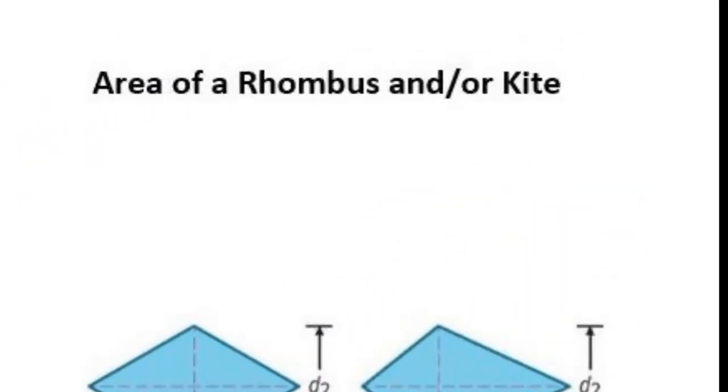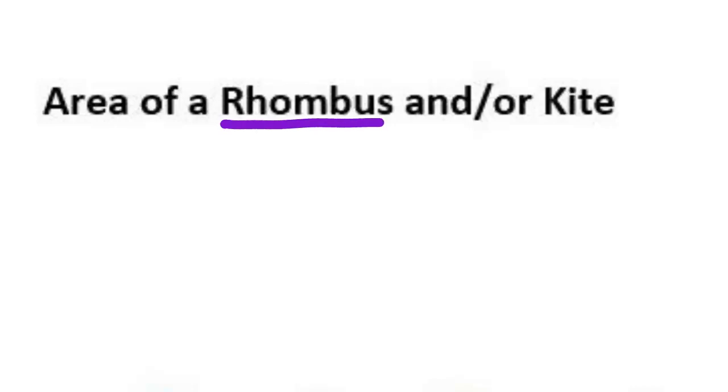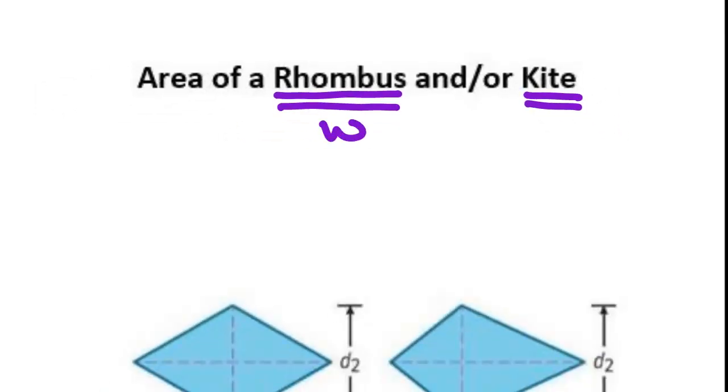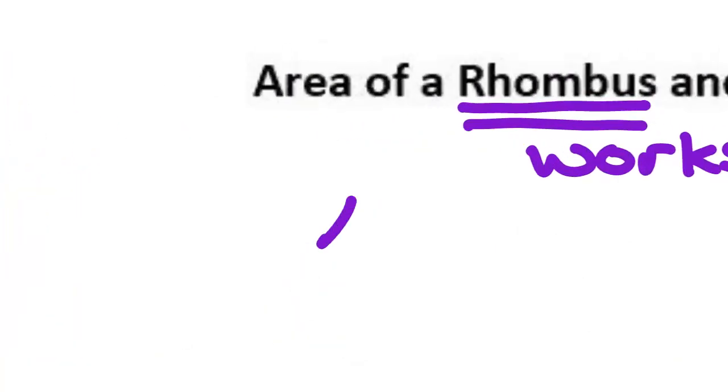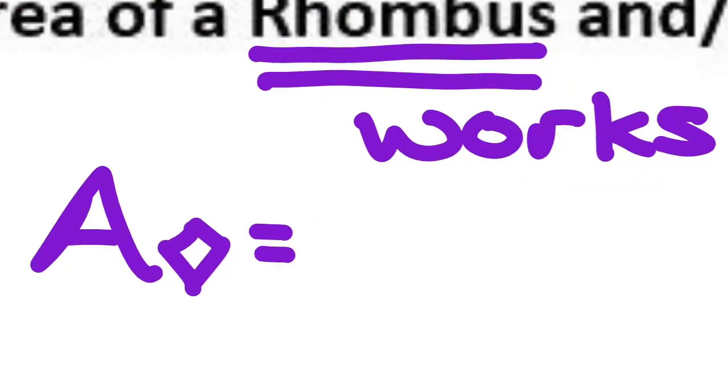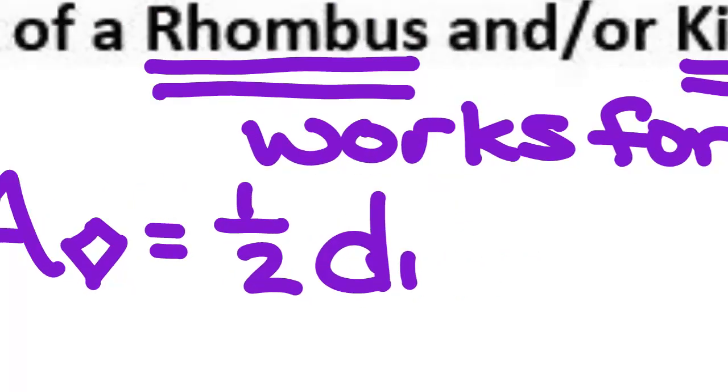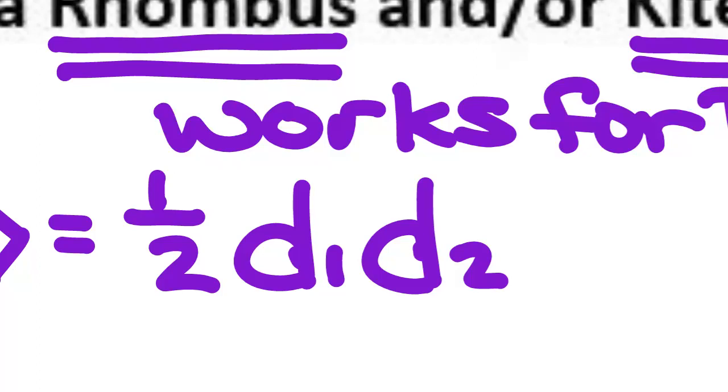And then the last one that we need to learn a formula for. This works for both a rhombus and a kite. For a rhombus and a kite, we need the diagonals. This is 1/2 diagonal 1 times diagonal 2.